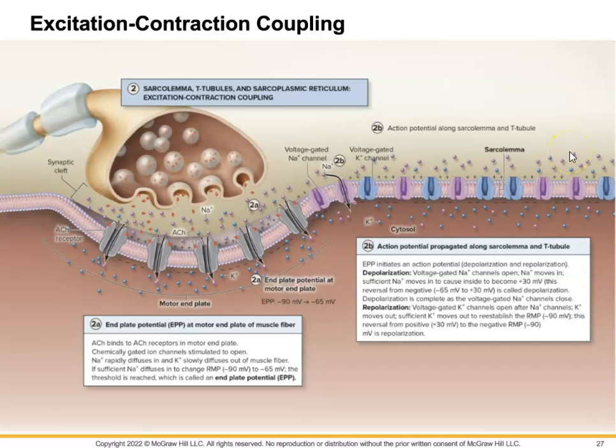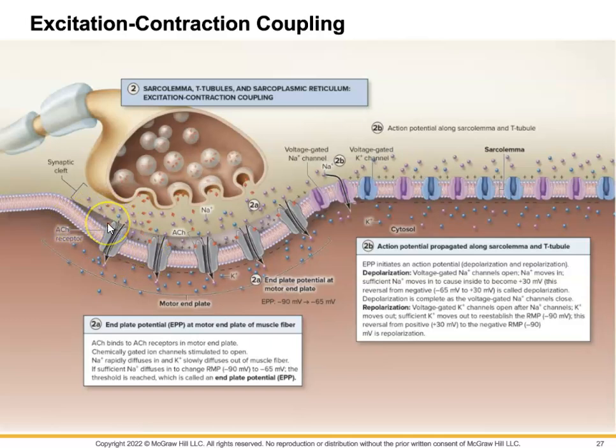So let's look at the summary slide now for excitation-contraction coupling. The acetylcholine is released from the synaptic knob or the terminal knob, whatever you prefer to call it. I don't care, just know how it works. The acetylcholine is released via exocytosis into the synaptic cleft, where it binds to receptors on the motor end plate, that little part right there of the muscle cell membrane, the sarcolemma.